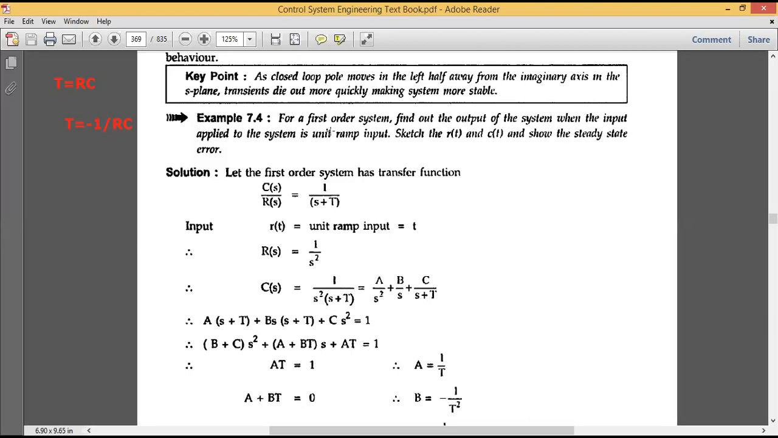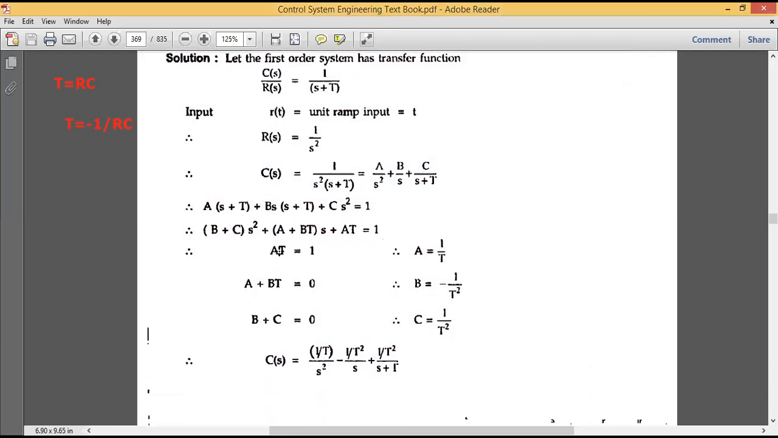So what answer we get here at the last is a into s plus t plus b into s plus t plus c into s square is equal to 1. Okay, so this is a common term, so we can write it as bs square plus bts, cs square plus as plus at. So b and c have a square term, so b plus c into s square plus a plus bt multiplied by s, just like s square terms on one side, s terms, and independent terms. So at is equal to 1. So just by this problem here, at is equal to 1.